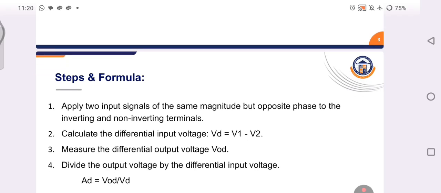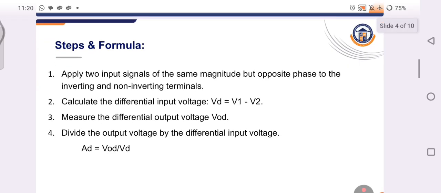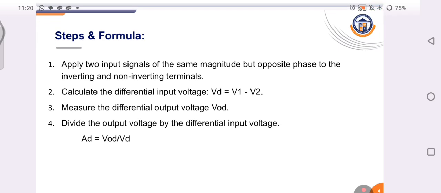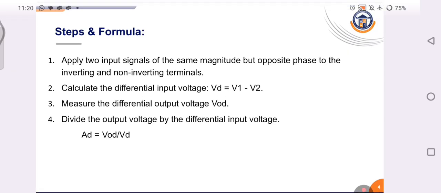The higher the differential gain, the more accurately the amplifier can amplify the desired input signal. The next one is the common mode gain. The second parameter is common mode gain, represented by AC. The common mode gain measures how much the amplifier amplifies the signal that is present equally on both inputs. These signals are usually unwanted noise or interference.